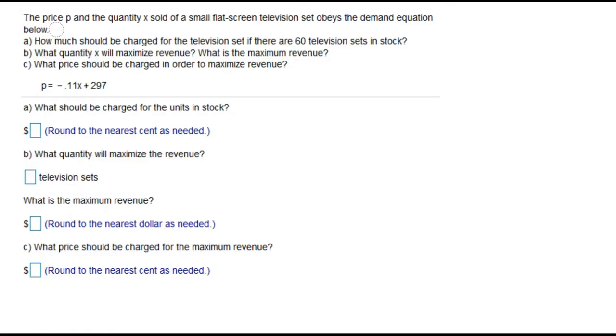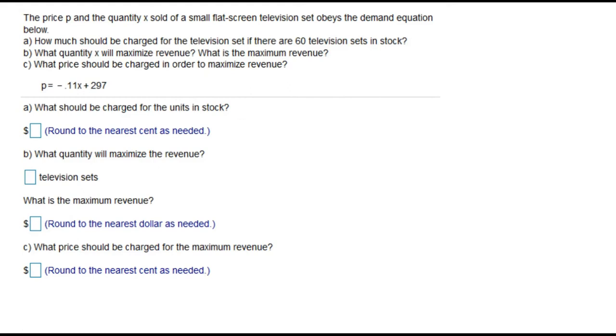This question is a business question. The price P and the quantity X sold of a small flat screen television set obeys the demand equation below. How much should be charged for the television set if there are 60 television sets in stock? What quantity X should maximize the revenue? What is the maximum revenue? What price should be charged in order to maximize revenue?